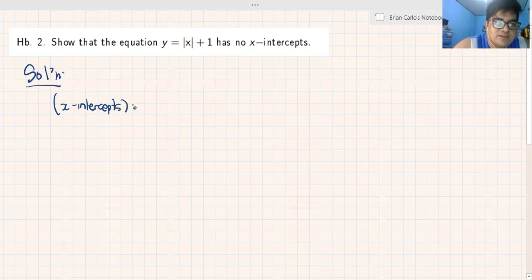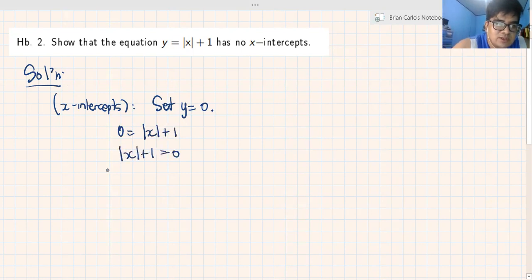Paano natin to gagawin? Set y is equal to 0. So, 0 is equal to absolute value of x plus 1. Baliktarin natin, absolute value of x plus 1 is equal to 0. This implies that absolute value of x is equal to negative 1. Ano napapansin nyo? Kapag ba ikaw kumukuha ka ng absolute value ng isang number, kahit kailan nagiging negative ba?